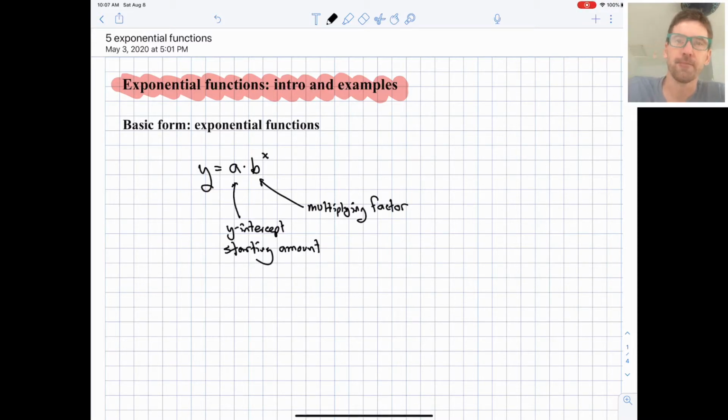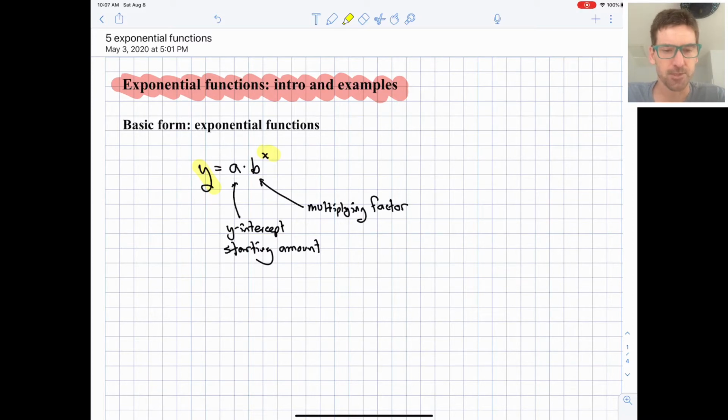Okay, and remember that we're not adding a constant amount each time like we were with linear equations. Now with exponential functions, we're multiplying by a consistent amount each time. So b here is analogous to the slope of a linear function, but it's certainly different. It refers to by what factor we're multiplying our y value each time x goes up by 1. And of course, x is our independent variable and y is our dependent variable, just like normal.